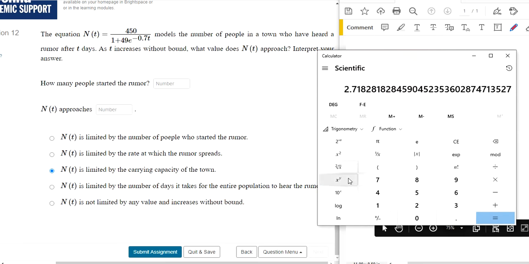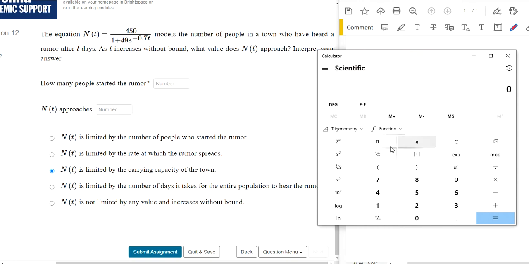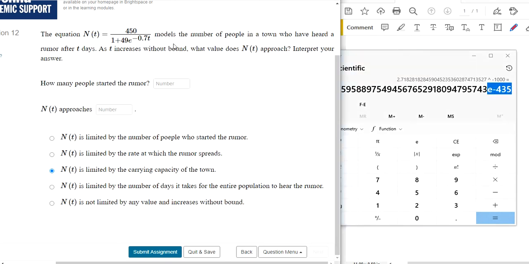If you were to take e and raise it to the power of, let's say, negative a million, you get an invalid input, I think, just because it's so close to 0. Let's try something smaller. e to the power of negative 1,000 gets really close to 0. That's times 10 to the negative 435th power. So as t gets really, really big, e to some really big negative power is getting close to 0. So 49 times 0 is going to make 0. So this is basically 450 divided by 1. As t goes to infinity, n of t approaches 450.